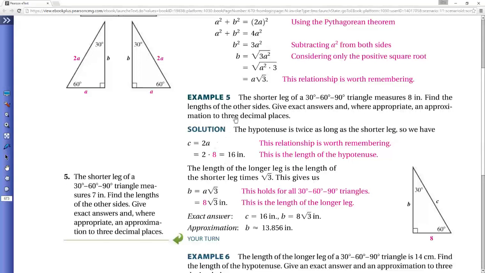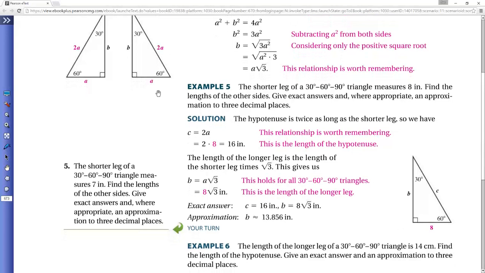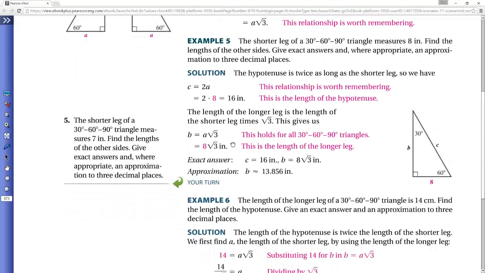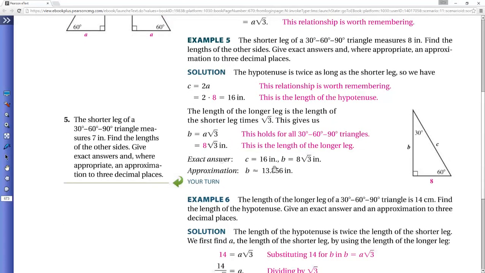Find the lengths of the other sides. Well, if I know one side now, because of this special relationship of this special triangle, I can say, well, if this is A, then I know the hypotenuse is 2 times that A, this 2A. So I can fill that in as 16. And then the other leg is A times the square root of 3, so this one is going to be 8 square roots of 3. And that's what they're asking you to find. Find the lengths of the other sides. Well, we know C is exactly 16 and B is exactly 8 square roots of 3.